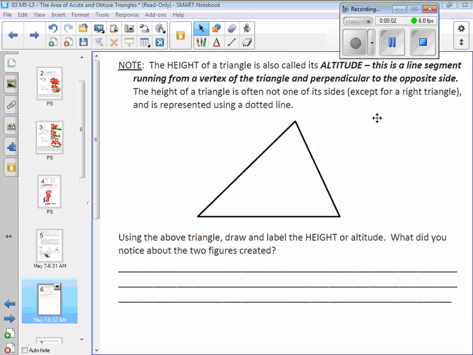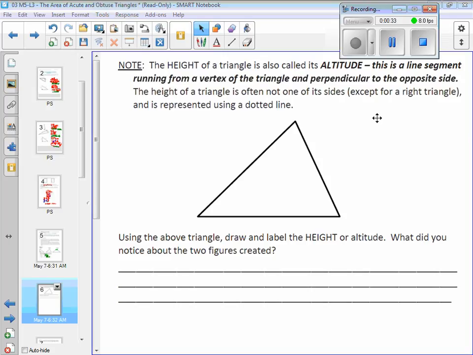I'm going to introduce you to a new term which is very similar to height, and it's called altitude. The height of a triangle can also be called its altitude. It's a line segment running from the vertex, which is the tippy top of the triangle, straight down perpendicular to the base. So if I were to ask you to draw the altitude of this triangle, you would start at the vertex and make your way down.